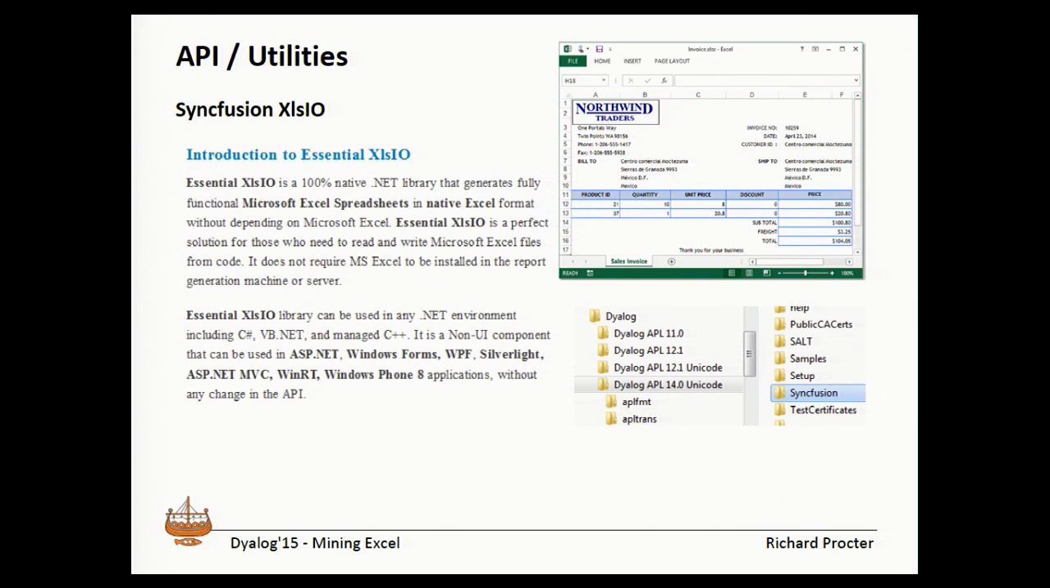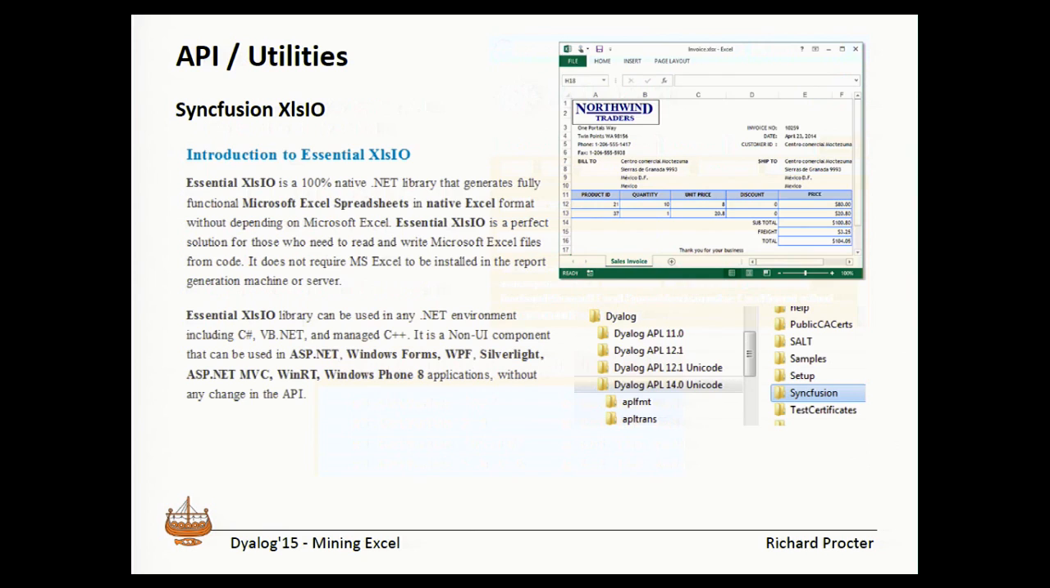But we are the programmers of the world, and we want an API that we can plug into our product. So the first one that, obviously, came to my attention was the Syncfusion tool. It's called XlsIO, or Essential XlsIO. You can find it in your Dyalog folder under Syncfusion. If you look hard enough there, you'll find some XlsIO elements. And as it says, it's a .NET library that generates fully functional Microsoft spreadsheets in native XML format, et cetera, et cetera. So we already have it. All we have to do is figure out how to use it.